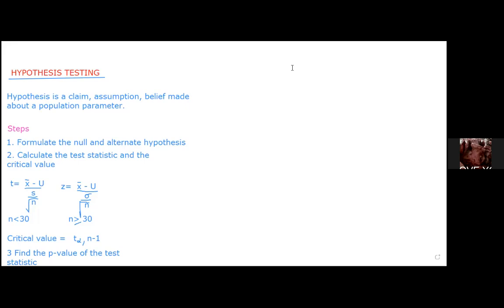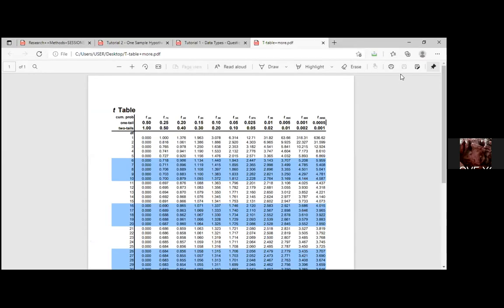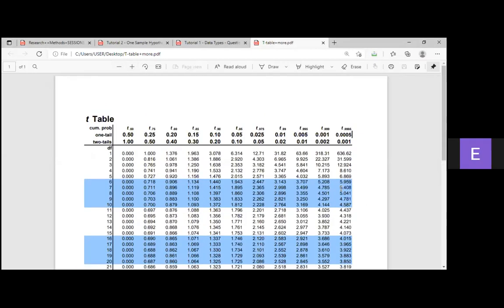So this is the t-table that I'm talking about. Emmanuel, your hand was up. Yes, sir. Emmanuel, please, can you go over the critical value?